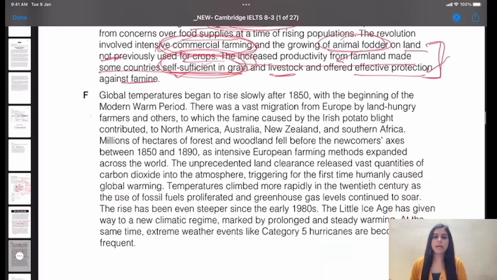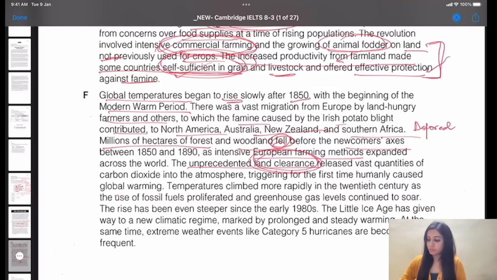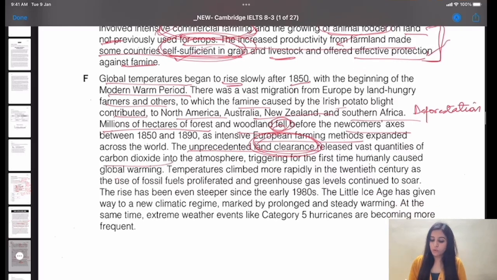Global temperatures began to rise slowly after 1815. So temperatures are increasing with the beginning of the modern warm period. There was a vast migration from Europe by land hungry farmers, and it contributed to North America, Australia, New Zealand, and so on. Millions of hectares of forest and woodland fell before the newcomers' axe as intensive European farming methods expanded across. The unprecedented land clearance. What is land clearance? It's deforestation. Released vast quantities of carbon dioxide.